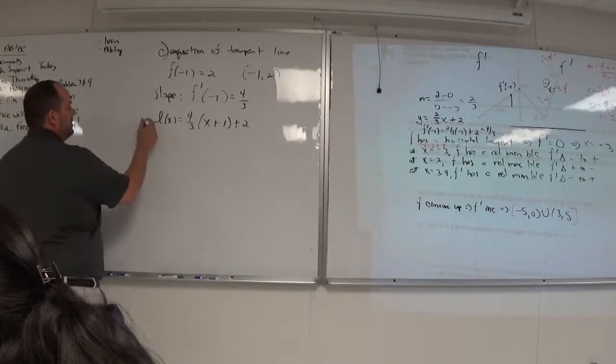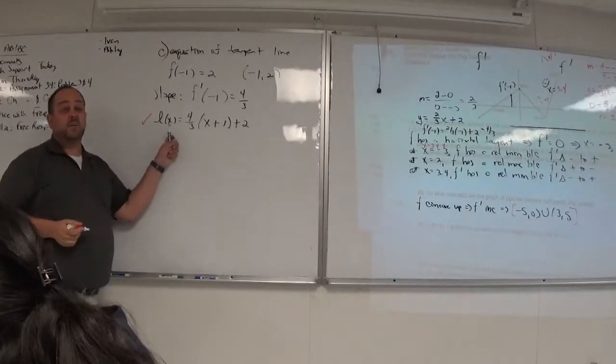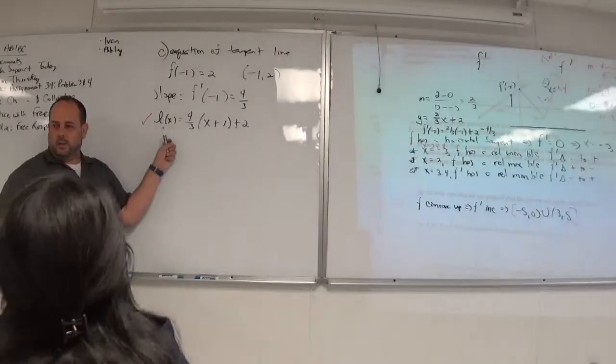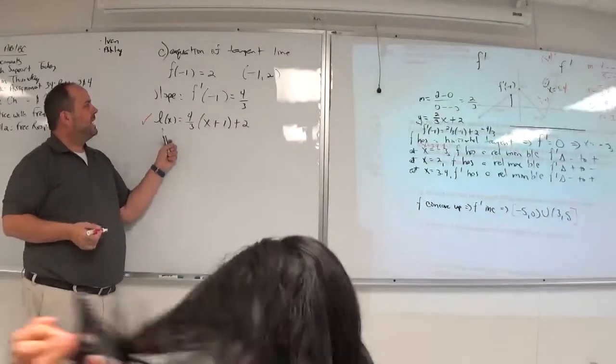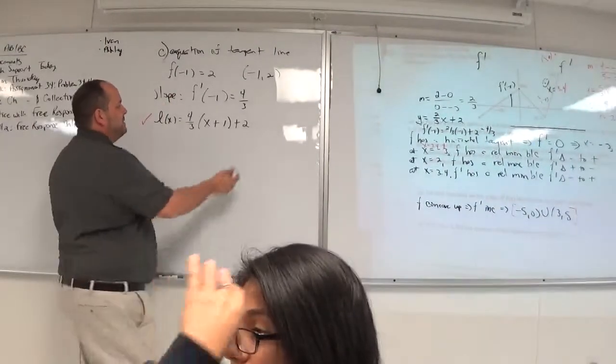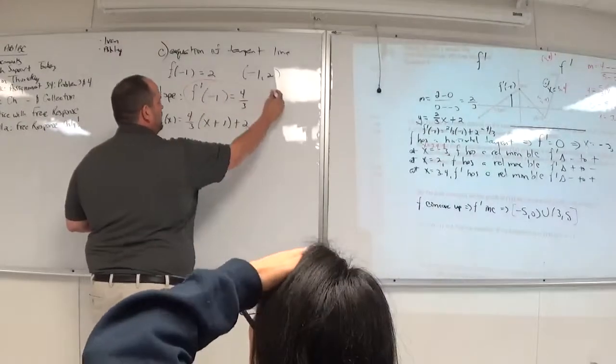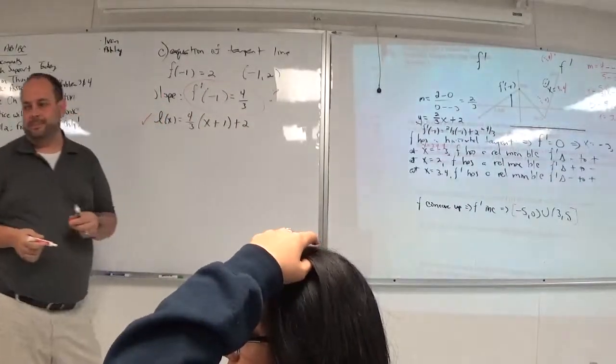What I hope is that this is the really easy part at this point, writing the equation of a tangent line. I heard just about everybody say, oh, I need a point and a slope, and then probably coming up with the slope. That was the tough part.